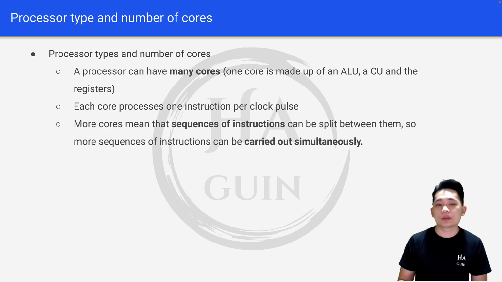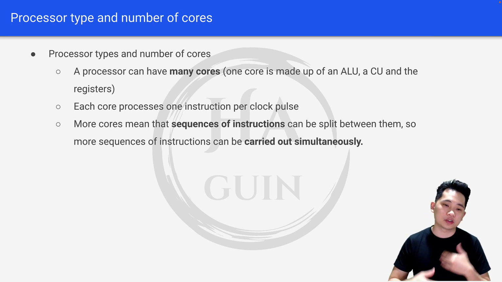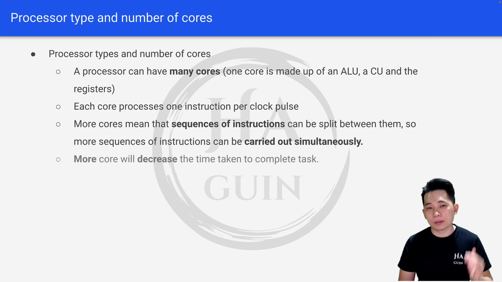Then more cores means that the sequence of instructions can be split between them. So more sequences of instructions can be carried out simultaneously. And it also means that more cores actually decrease the time taken to complete tasks.